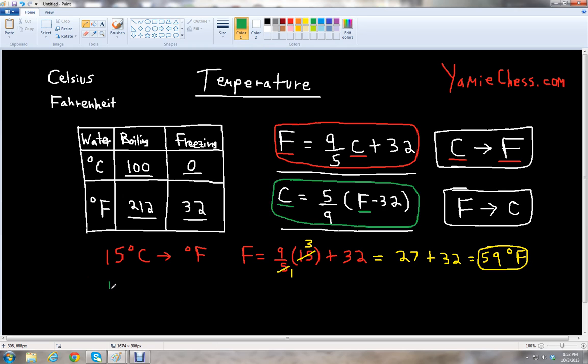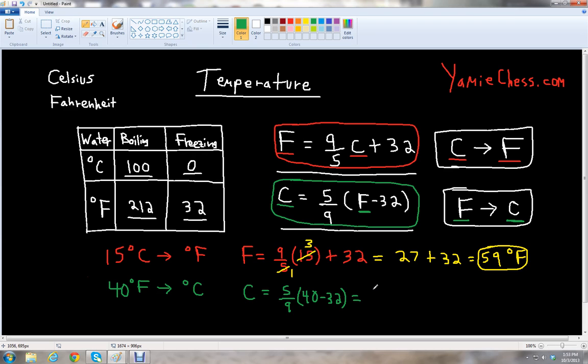And then another example is we're going to do 40 degrees Fahrenheit into degrees Celsius. So we already have the temperature in Fahrenheit and we want to convert to temperature in Celsius. We're going to use the second equation, C equals 5/9 times the quantity F minus 32. So we'll have C equals 5/9 times the quantity, where F is our temperature in degrees Fahrenheit, so that's 40, minus 32.